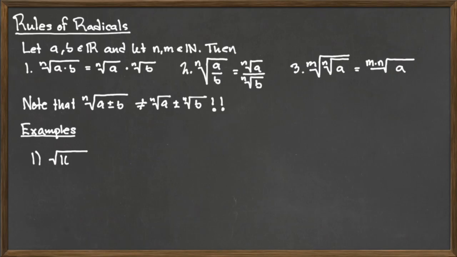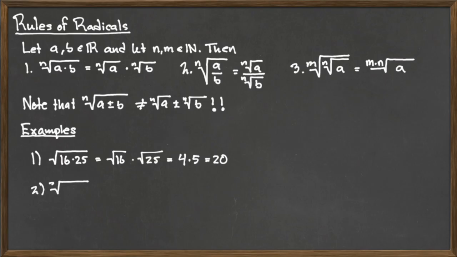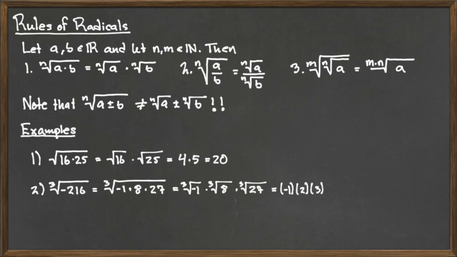Let's look at a couple examples. First, consider the square root of 16 times 25. This splits up as the square root of 16 times the square root of 25, which is 4 times 5, which is 20. Next, look at the cube root of negative 216. I can factor that negative 216 as negative 1 times 8 times 27. 8 and 27 are both powers of 3, so I can take the cube root of each individual term to get negative 1 times 2 times 3, which equals negative 6.